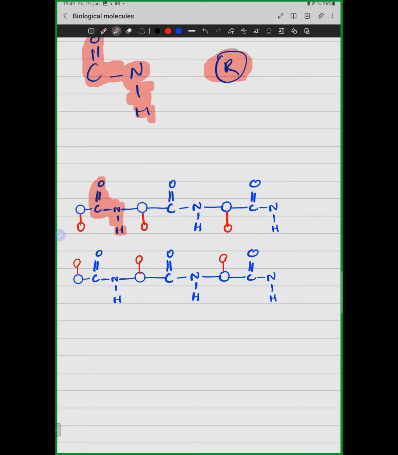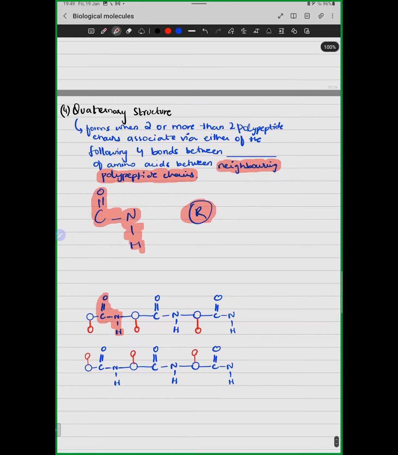So that is how I remember that the first two levels of protein folding, they are concerned with the peptide bond, and the last two levels of protein folding, they are concerned with the R groups. And just in a second, I'll explain why it is so.